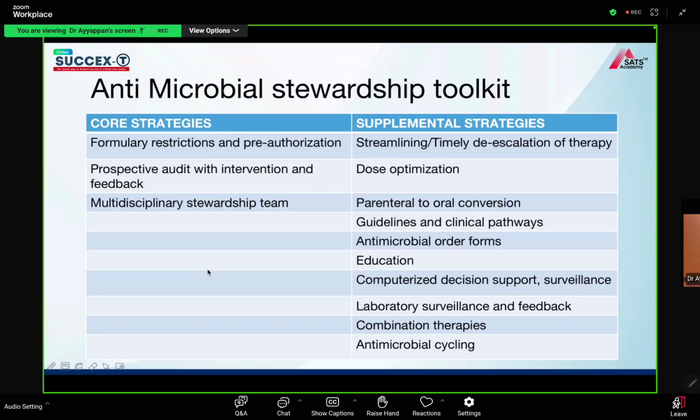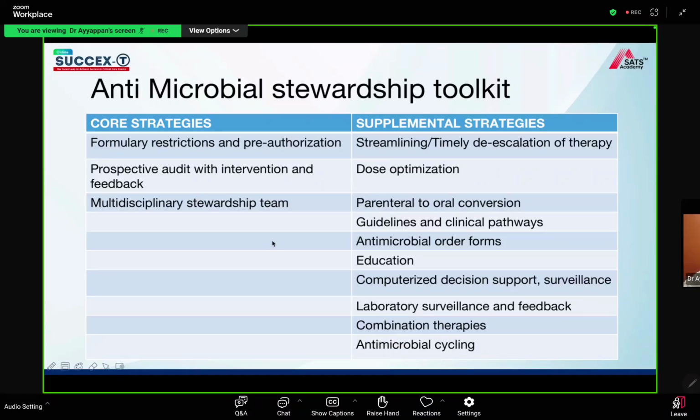And that should be followed by a prospective audit with intervention and feedback. Most commonly, it is done by the clinical pharmacist and the infection control nurse, wherein the cultures are actively followed. And if a sensitive bug is identified, you should audit it and you should try to de-escalate. And the most important one is to try to form a multidisciplinary stewardship team with the support of your administrator. If you form these core strategies, then the supplementary strategies will fall into place in the form of timely de-escalation and dose optimization. And the most important thing is your own guideline and clinical pathway formation.